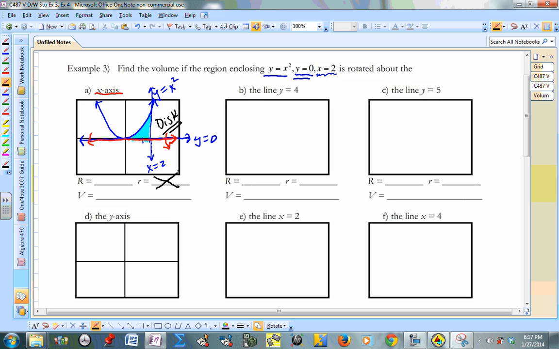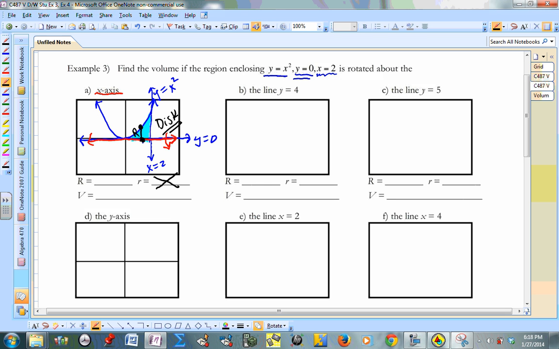And to identify the big radius, it helps to draw a picture on the grid, on the graph. And it's important you understand, we start drawing a radius from the axis of revolution. It doesn't matter where you go, pick anywhere inside the shaded region. And now we're going to go from the axis of revolution to the far end of the shaded region. This is going to be our radius.